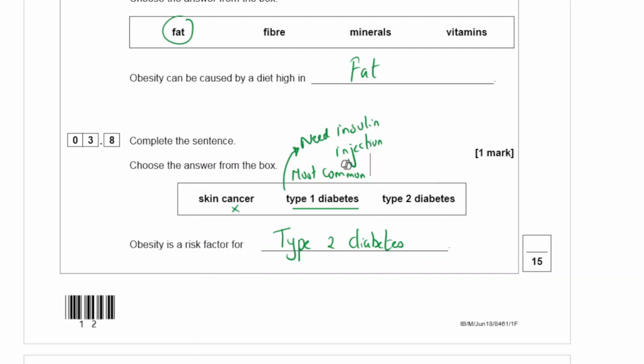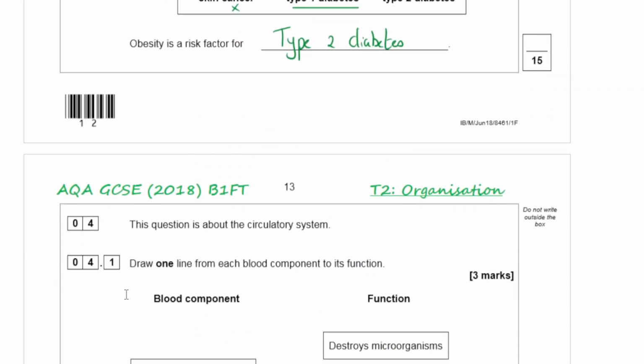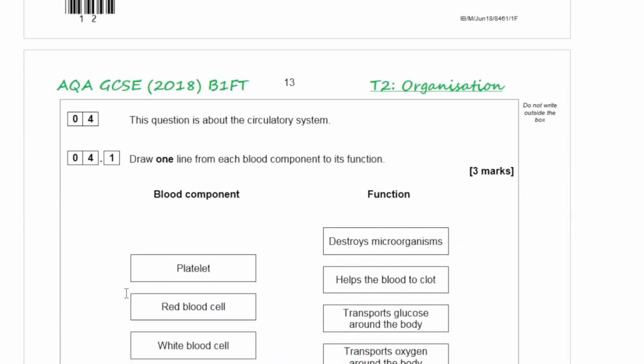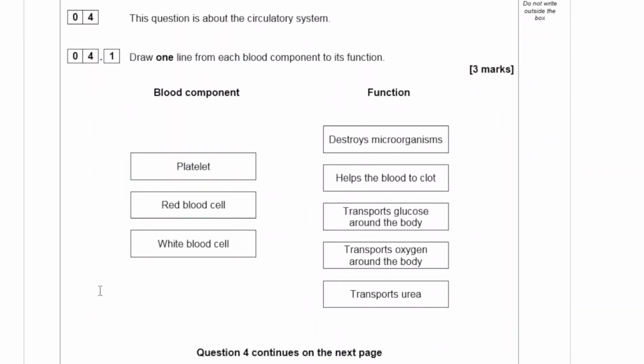So let's have a look at question number 4, which is on organization. This question is about the circulatory system. Draw one line from each blood component to its function. The blood is made up of a couple of things. Platelets are basically broken down old cells. Red blood cells, obviously you should know what they are. These are the donut-shaped or disc-shaped cells.